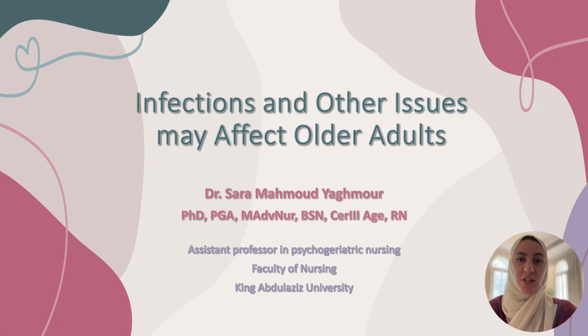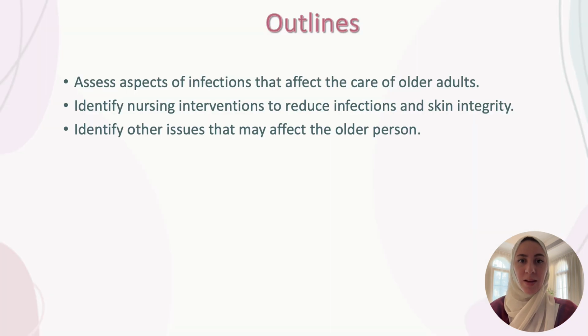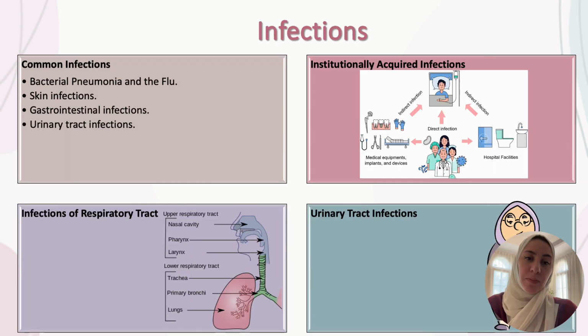It's about infections and other issues that may affect an older adult. This is for the fourth year nursing students. The outline we will be covering is to assess the aspect of infection that may affect an older adult, identify nursing intervention to reduce infection and skin integrity. Finally, we will identify the other issues that may affect an older adult.